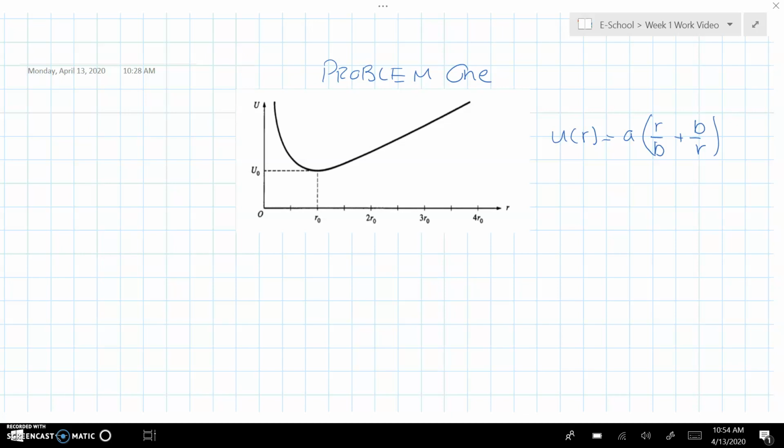Now, part one of this talks about a minimum. If you remember from calculus, the minimum of a graph happens when the derivative is equal to zero. Okay, so we're looking for the point where the derivative of U with respect to r is zero. That will give us the minimum. We're looking for this point right here. And that point is where dU/dr is equal to zero. So we can go ahead and compute that.